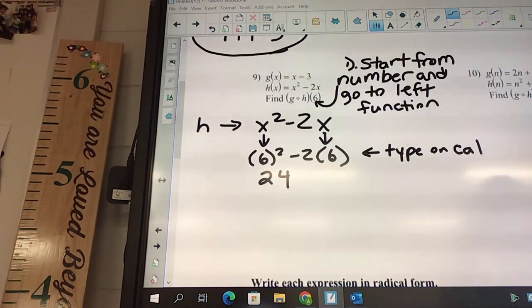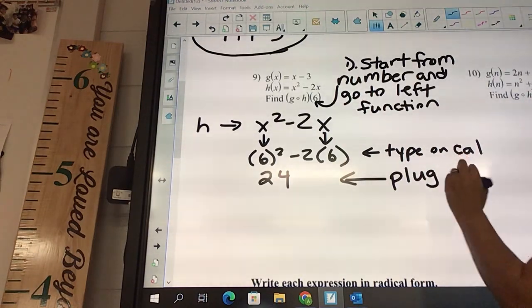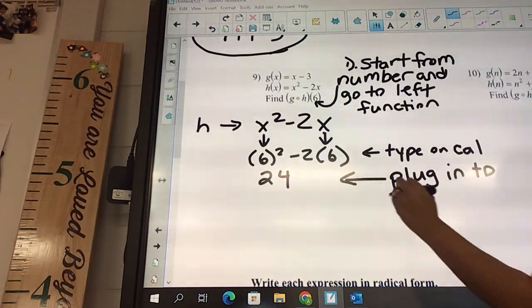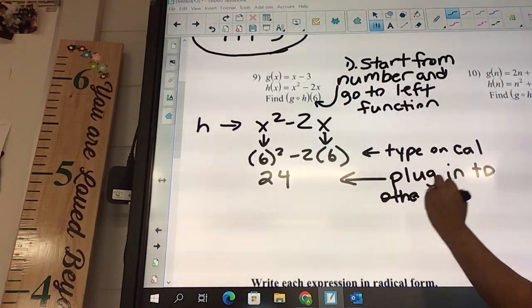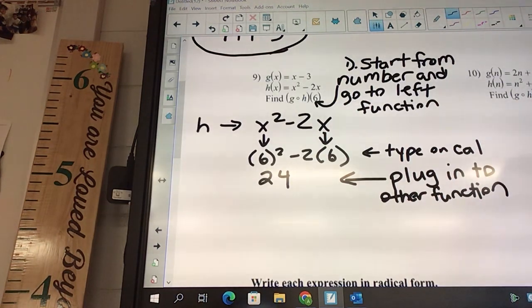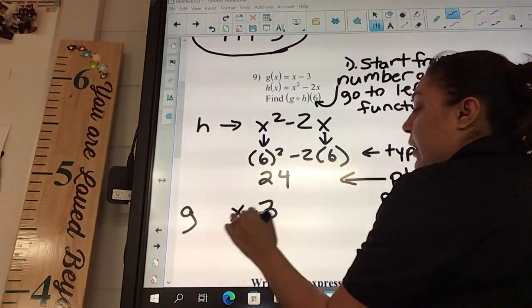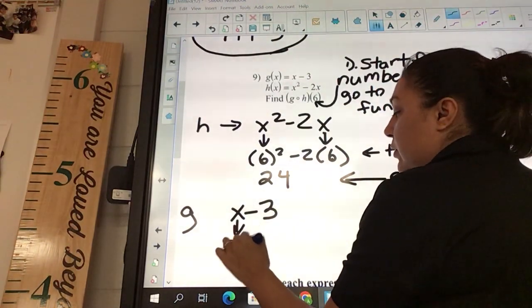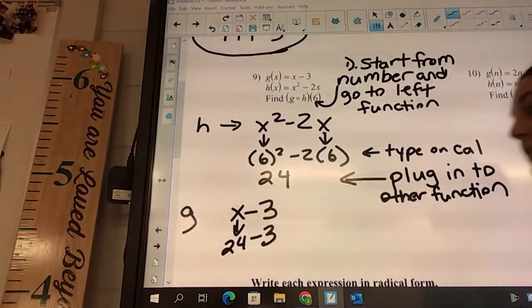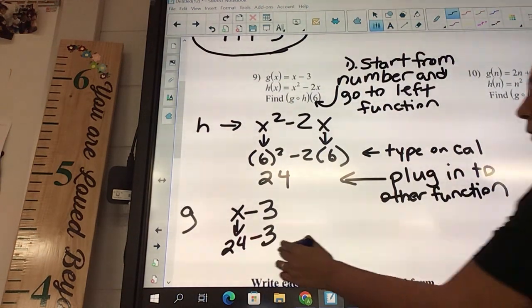Okay, so then you're going to take the 24 and plug it into the other function, which happens to be the g function. So g is x minus 3, and instead of the x, I'm plugging in 24. So 24 minus 3 is going to be 21.